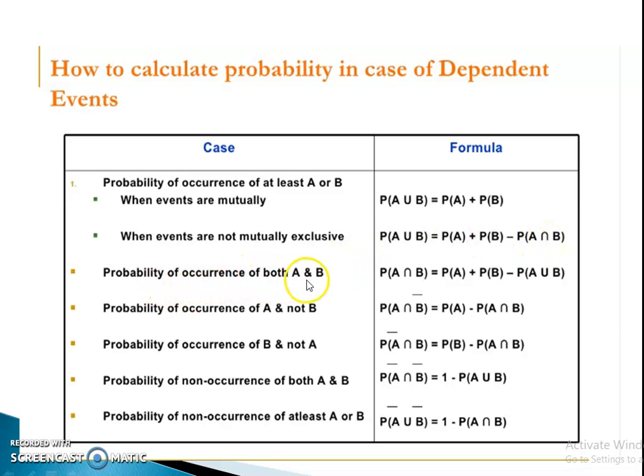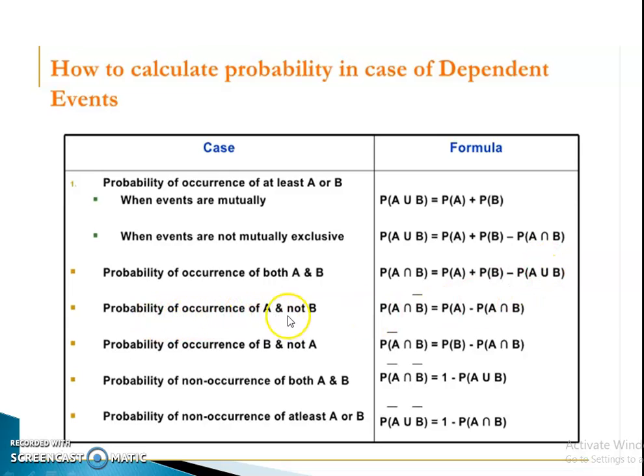Probability of occurrence of both A and B. Probability of A intersection B is equal to probability of A plus probability of B minus probability of A union B. We can obtain this result from this equation: probability of A intersection B on left hand side and probability of A union B on right hand side.